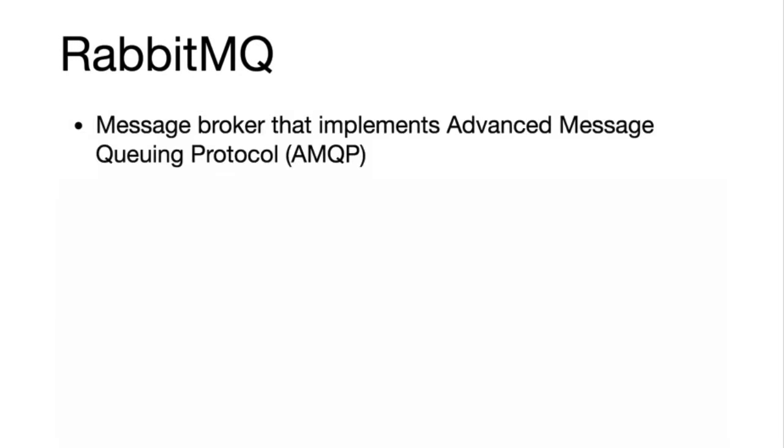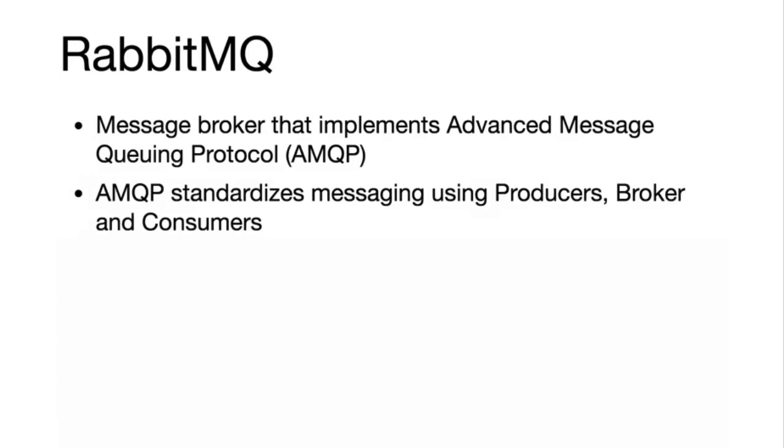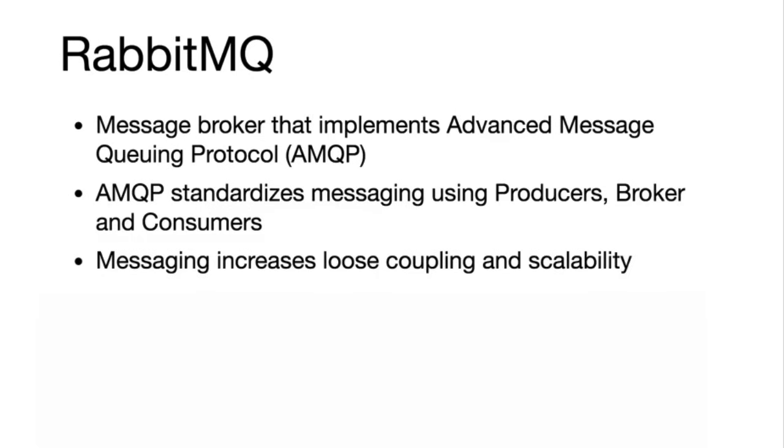RabbitMQ is a message broker that implements the Advanced Message Queuing Protocol, AMQP in short. AMQP standardizes messaging by defining producers, brokers, and consumers. The advantage of messaging is that it increases loose coupling and scalability.